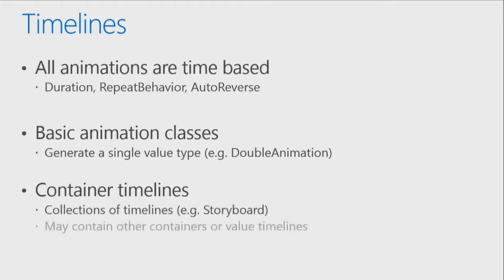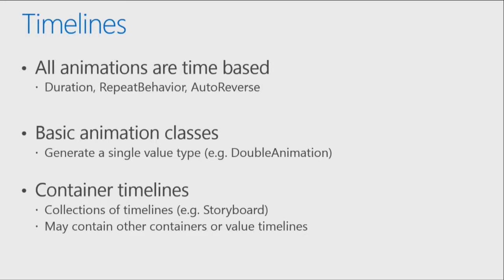In XAML, all of our animations are time-based. If you're familiar with certain frameworks, for example Flash, they use frame-based animations. What that means is, if you're running on a system that can do 30 frames per second, an animation can take 2 seconds if you were going to try to run 60 frames.